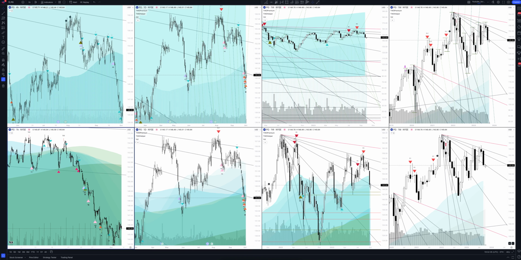Today we will take a look at Procter & Gamble stock. Let's analyze the market situation and find out how you can make money on it. Let's start.